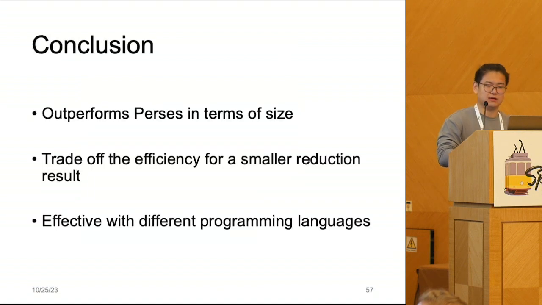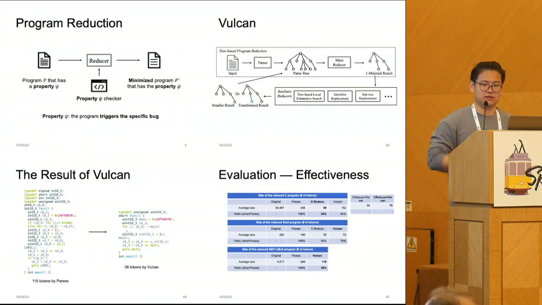So to sum up, Vulkan can reduce more tokens than Perses. It actually trades off the efficiency for smaller reduction results. And also, like Perses, Vulkan is language agnostic. It is effective with different programming languages. And that's pretty much about my presentation.